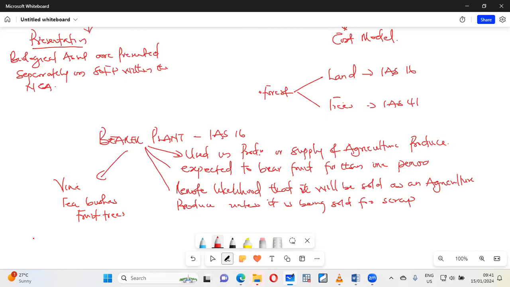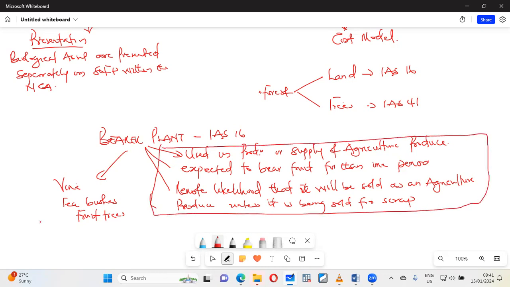All right. If you have the tea bushes and the fruit trees, they may be classified as bearer plants and treated as PPE rather than being accounted for as what? IAS 41. Those things are biological assets because they are living plants. But if you see that they meet these conditions, then you will have to treat them under what? IAS 16. All right, so that is that.